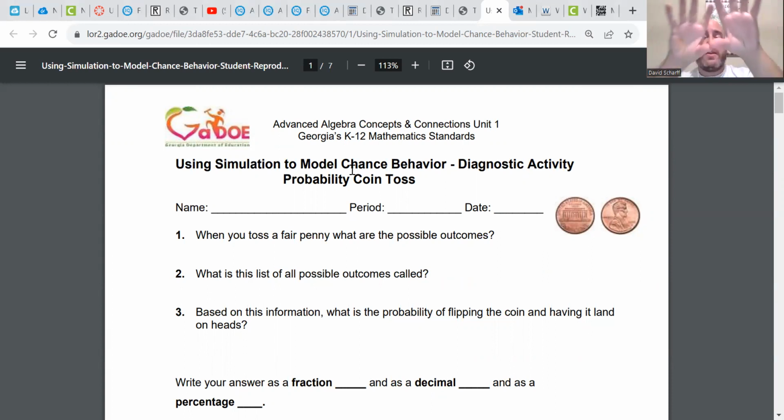So if you still don't have anything written, at the top of the page in the top margin, you're going to put using simulation to model chance behavior. Then below that first line, or even the first couple lines if you want to write it a little bigger, put probability coin toss, just so I know what I'm looking at when you take a picture and upload this. Put your name in the corner as well. You don't have to literally copy this how it is. You can just put your name in the upper right-hand corner of your paper.